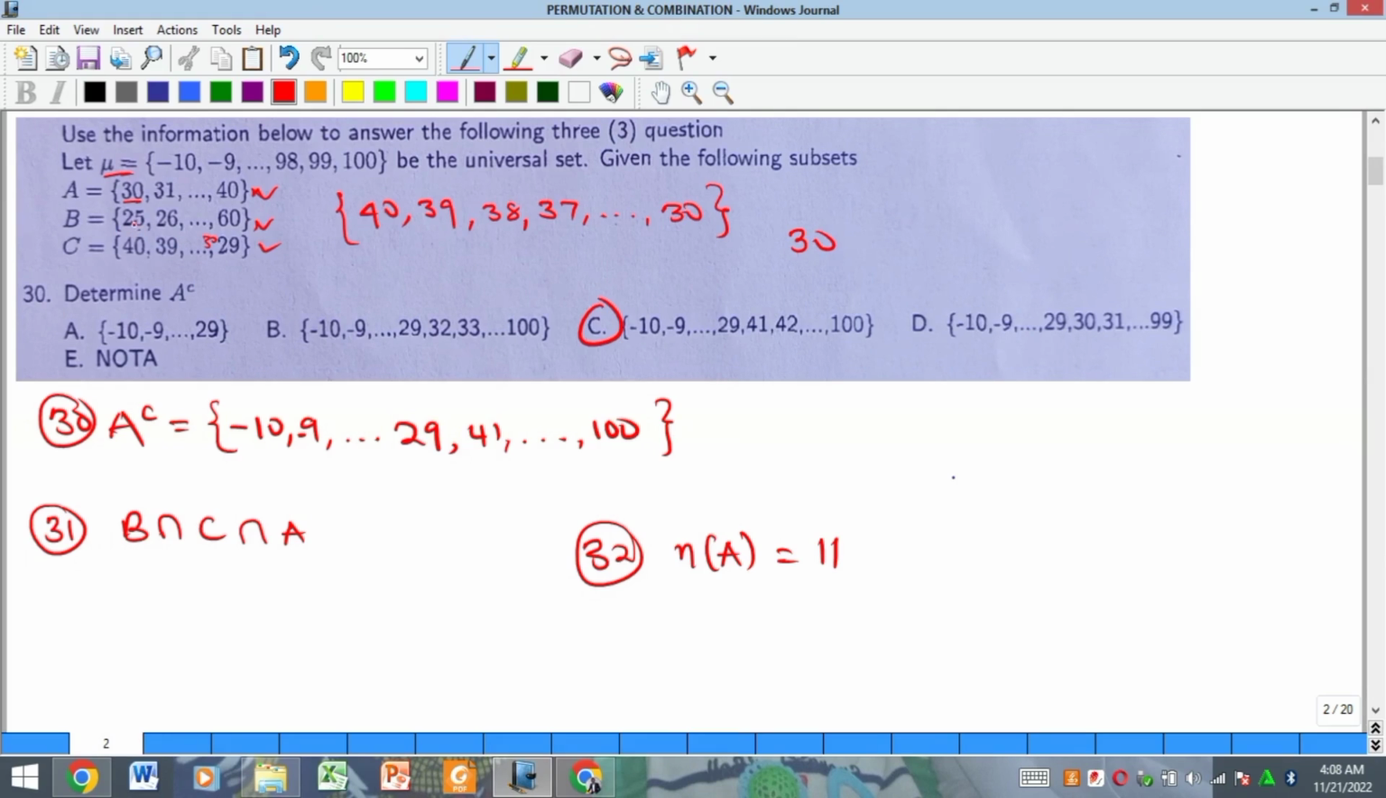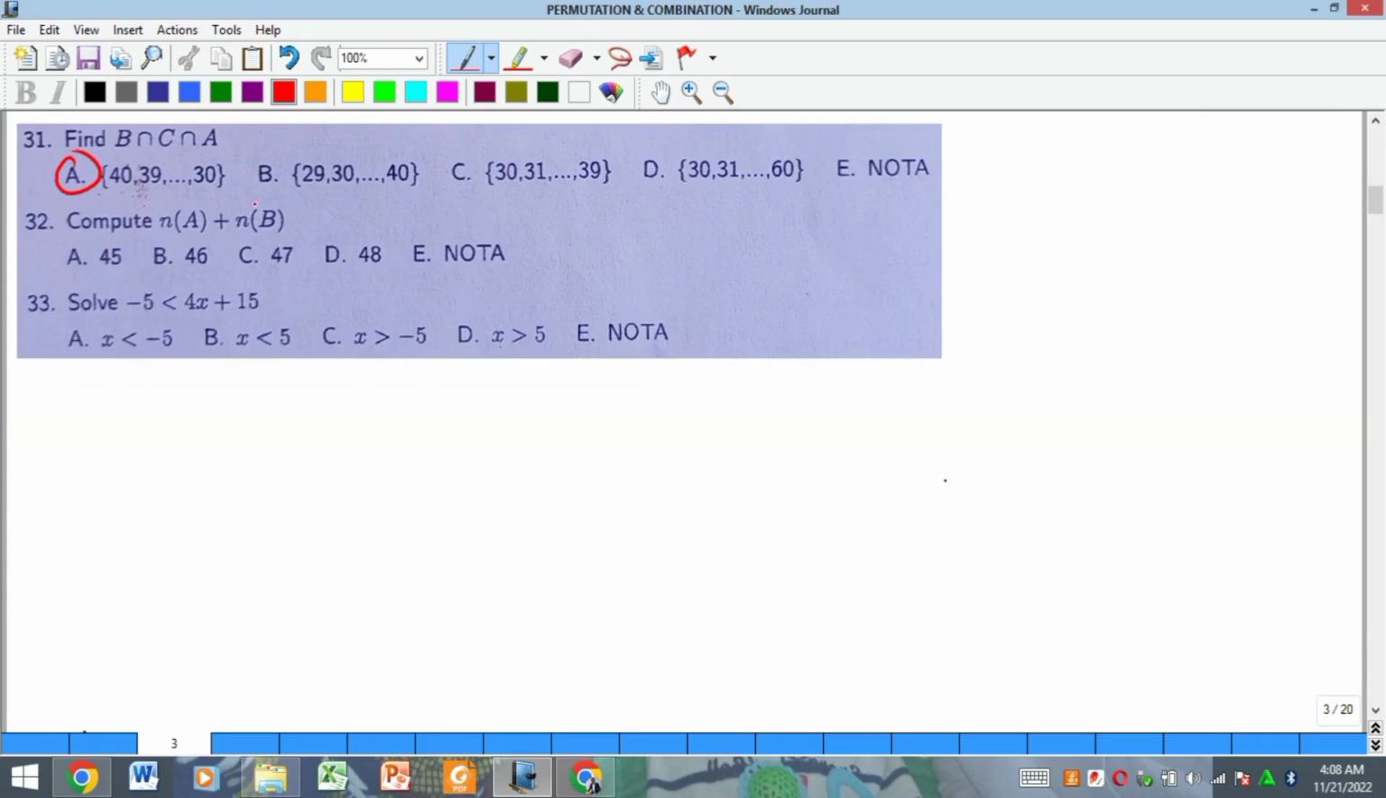Sorry, if you number from 31 to 60, it will be 30 numbers. Then what about from 25 to 30? You can count 25, 26, 27, 28, 29, 30. These are 6 digits, so you add it here. So you have that your n of B is equal to 36. Therefore, the sum of the two will give you 47 as your solution. And you can see that here as option C.